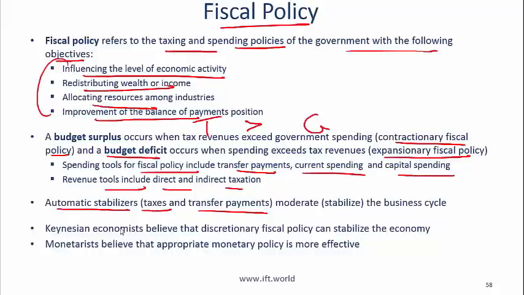Keynesian economists believe that discretionary fiscal policy can stabilize the economy. So as we saw earlier, if an economy is in a recession, then the Keynesian economists will argue for fiscal policy measures to kick the economy out of a recession. Monetarists do not have a strong view, or would prefer that if there is a recession, monetary policy should be used. So monetarists will say that there should be a stable supply of money.